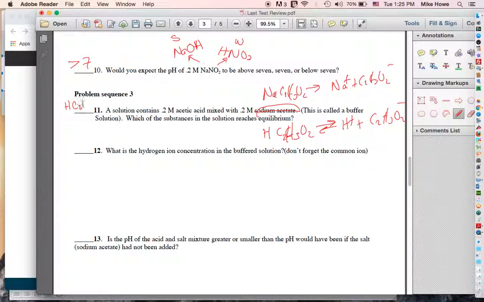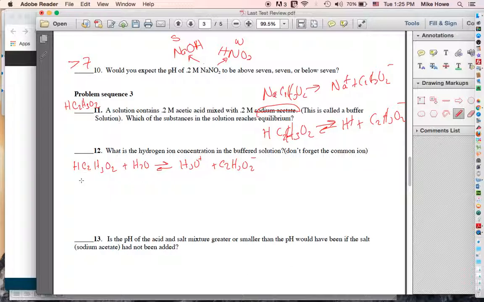So HC2H3O2. What's the hydrogen ion concentration in the buffered solution? Well, that's a little harder question. So we're going to take this acetic acid. I'll go ahead and write the full equation, Bronsted-Lowry definition. All right, so we can see we hit equilibrium here, and we'd have acid, base, conjugate base.